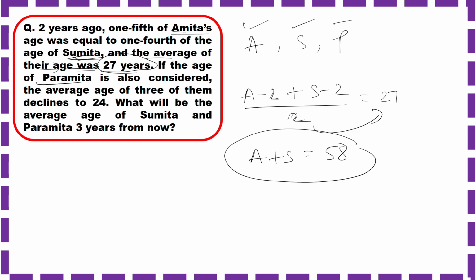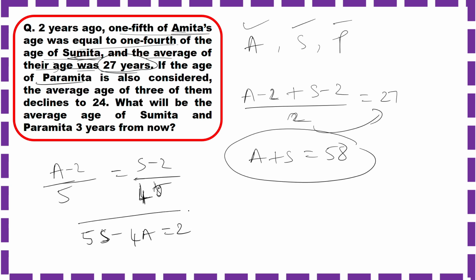Now what is the first statement? 1/5 of Amita's age was equal to 1/4 of Sumita's age. So 1/5 of Amita's age is A by 5, and 2 years ago, A minus 2 by 5 is equal to 1/4 of Sumita's age, which is S minus 2 by 4. Now calculate this. We will get 5S minus 4A is equal to 2.